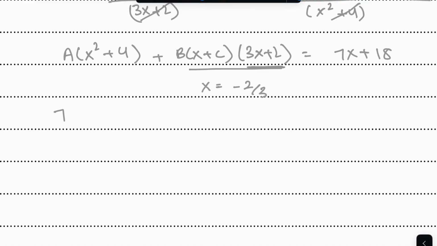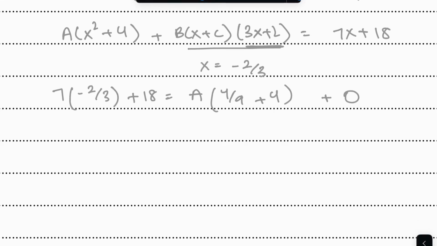So if we take that, let me just write 7x plus 18 towards the other side, but we will have 7 times minus 2 over 3 plus 18 is equal to a times the square of this, which would be 4 over 9 plus 4, and this entire expression with bx plus c has gone to 0. So that will give us 13 and 1 over 3 is equal to a times 4 and 4 over 9.